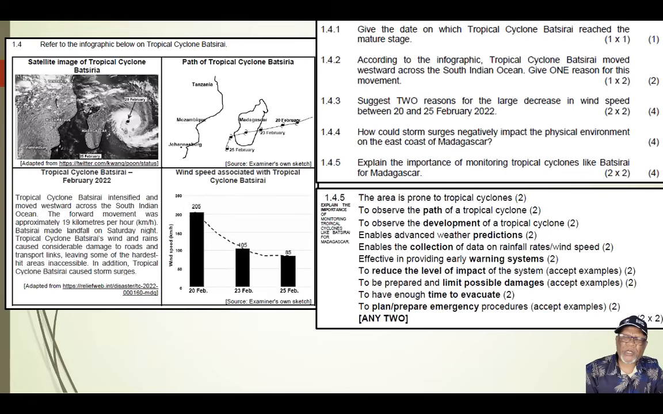Now, where is 20 and 25? There is 20, there is 20, and there is 25, and the cyclone is moving in this direction. Now, give a reason why did the wind speed change here.